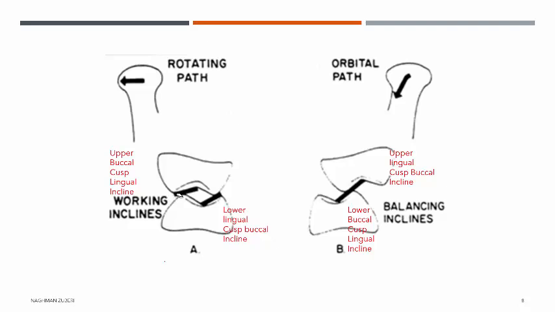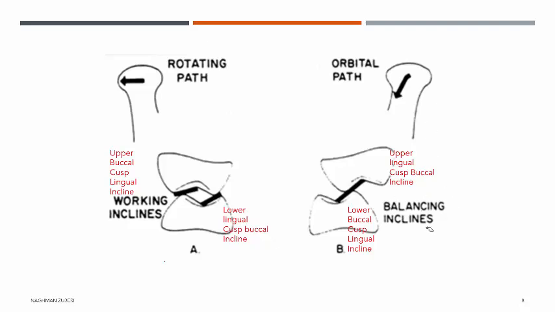So these are the inclines which could be in contact, where you can find the interferences. This is going to be upper buccal cusps lingual incline and lower lingual cusps buccal incline. Similarly, on the balancing side, the interferences will be on the upper lingual cusps buccal incline and lower buccal cusps lingual incline. Upper lingual cusps buccal incline and lower buccal cusps lingual incline on the balancing side.